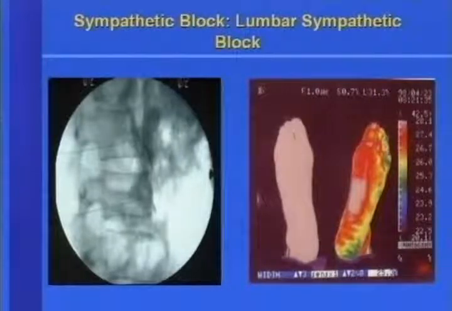This is just demonstrating the difference in temperature. We're measuring temperature when we do these blocks, and we're expecting a temperature rise because we're blocking the sympathetics, and then you would expect vasodilatation. So in order to confirm that we've done the block in part correctly, we measure temperature. And this is just demonstrating one foot that's warm and the other foot that's cold after the block.